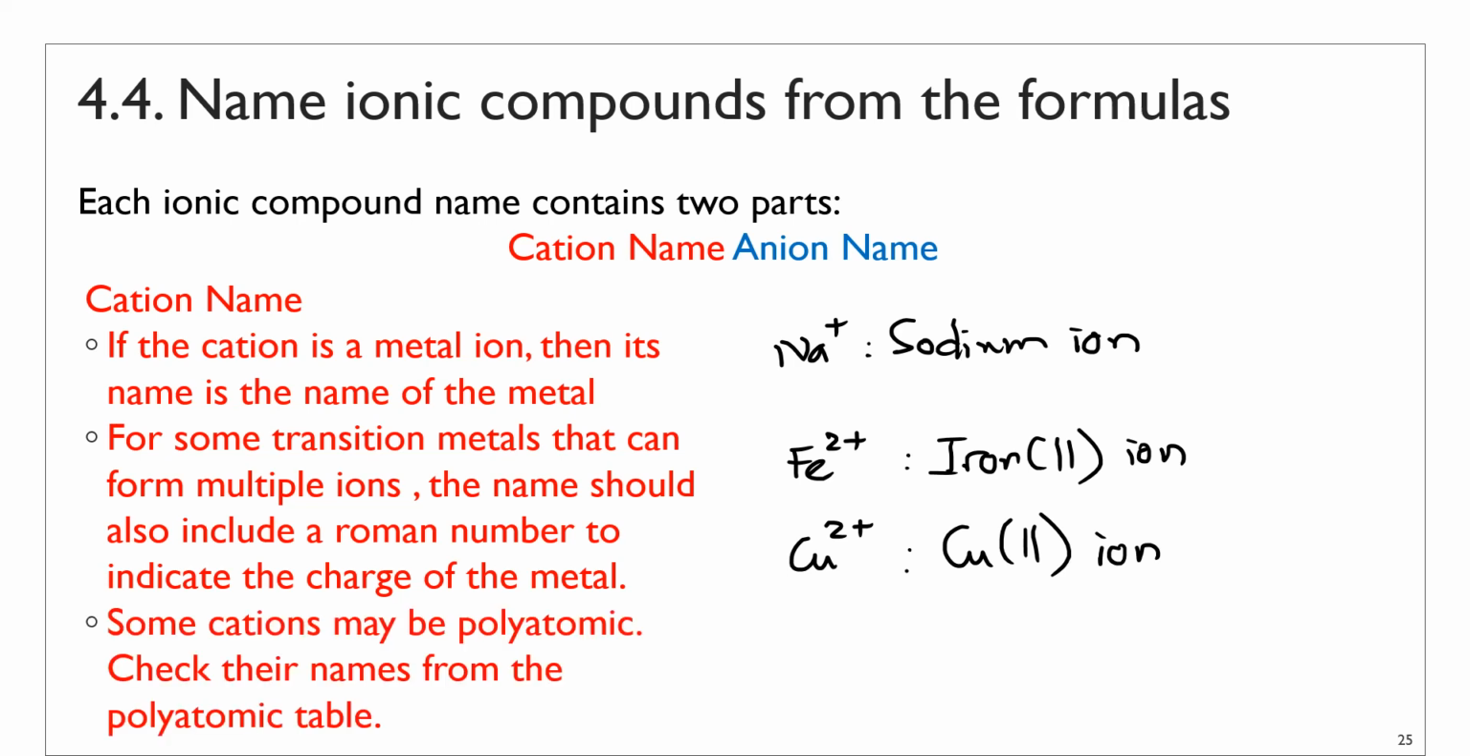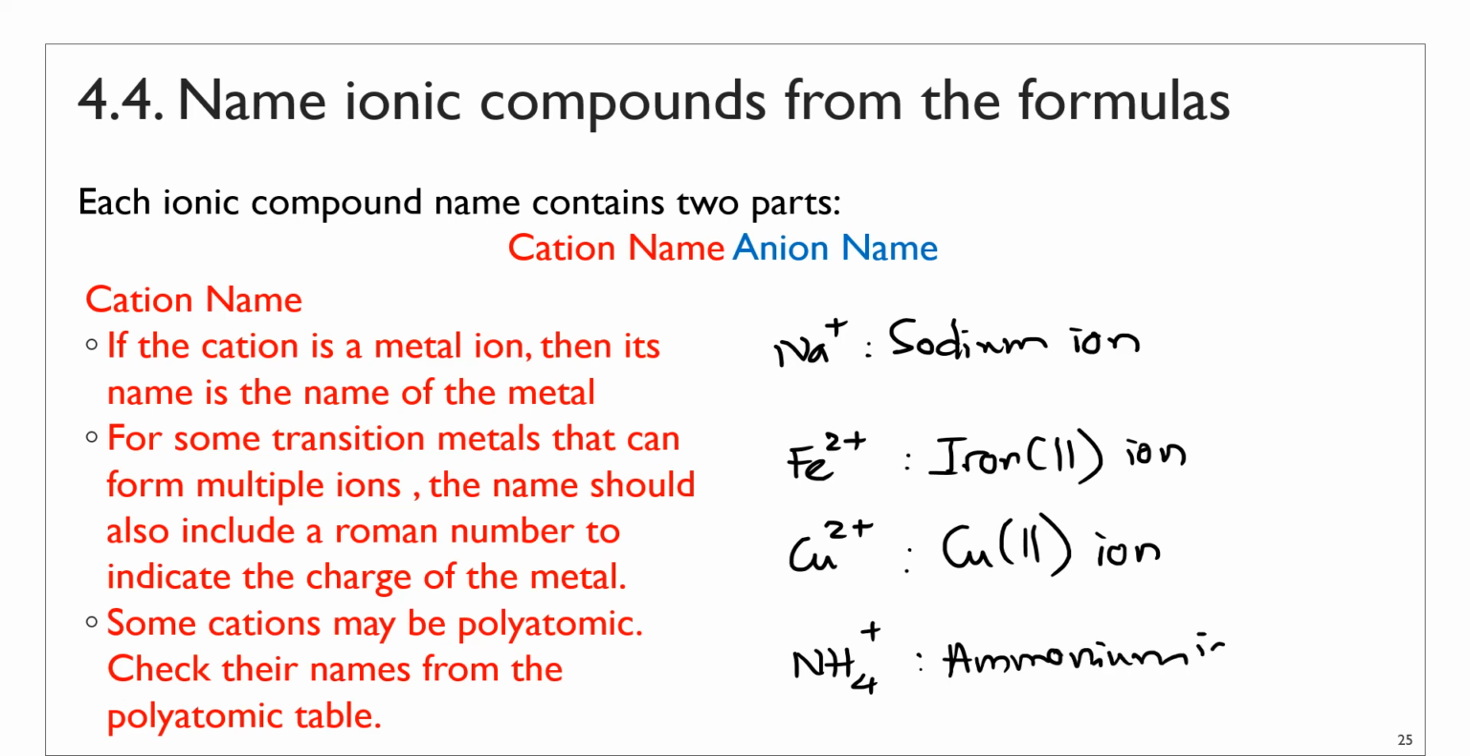Some cations may be polyatomic. If you have a polyatomic ion, just check the name in the polyatomic ion table for now. The only one I think that you can see in the polyatomic ion table is NH4 plus, and this is ammonium ion.